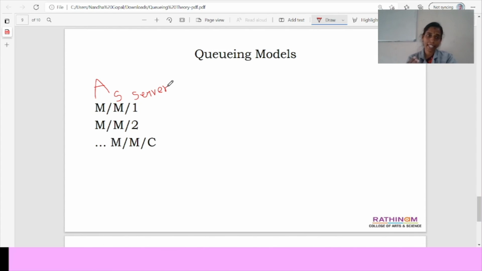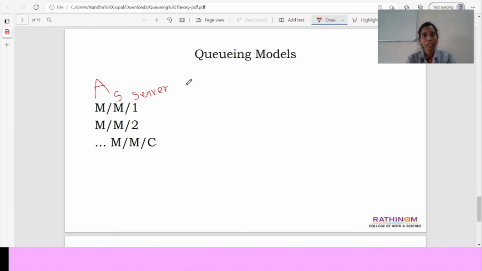I will give you one example of the single server. The reception where we get a token is the best example for the M/M/1 model. What is the meaning of M/M/2? Imagine the same hospital, and in front of the hospital we have a medicine shop. In that medicine shop, in the first queue you need to pay the bill. Then you move to the second queue, where we get the medicine. This is the best example for M/M/2.